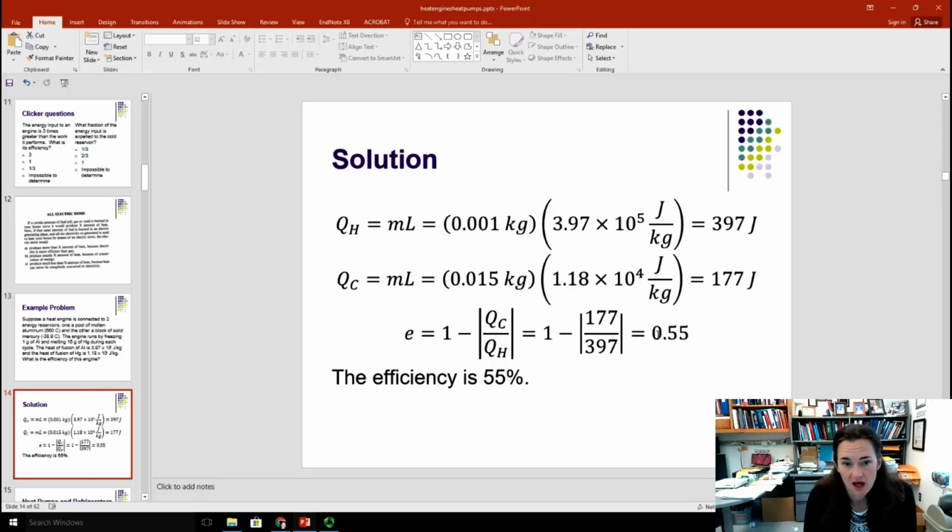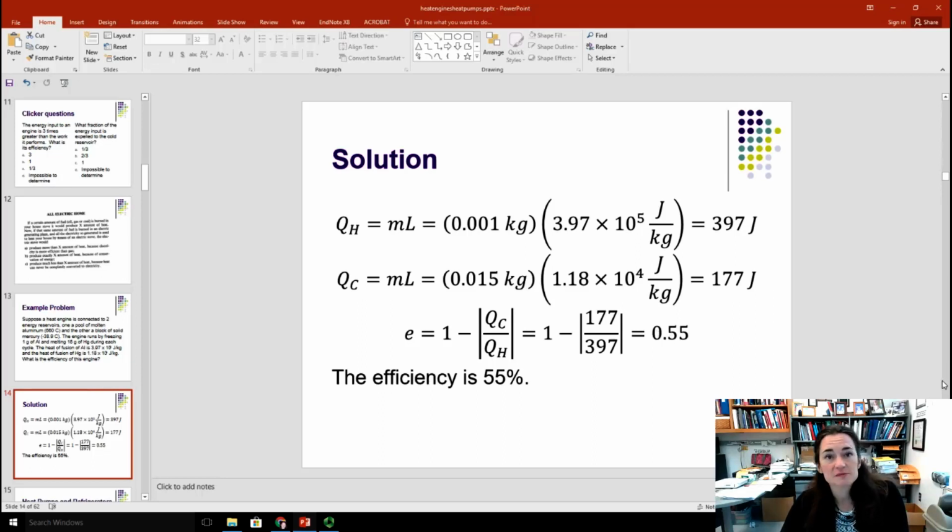The Q sub C, here we're only worried about the magnitude because our efficiency equation has an absolute value around QC over QH. So the magnitude of Q sub C is also equal to mL. The mass would be 0.015 kilograms times the latent heat, which is 1.18 times 10 to the 4th joules per kilogram. And that gives us 177 joules. So then the efficiency can be written as 1 minus Q sub C over Q sub H, absolute value, which is 1 minus 177 over 397. And that gives us 0.55, which means that the efficiency of that engine would be 55%.